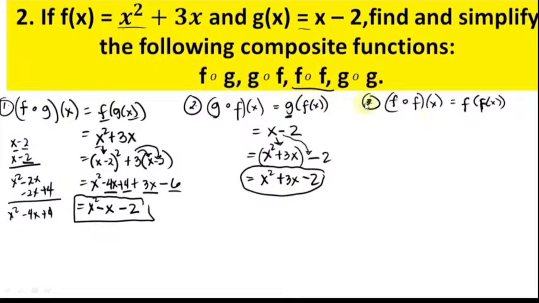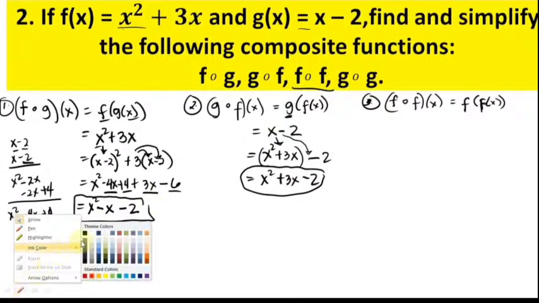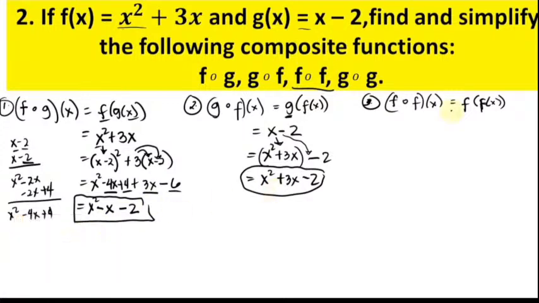So number 3, we have decomposition of f, with f of x equals f times the quantity of f of x. So again, what is the value of f of x? That is x squared plus 3x. Then you need to replace the value of x with again the value of f of x.